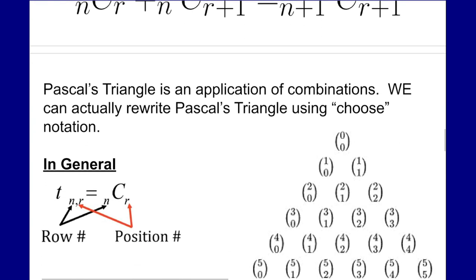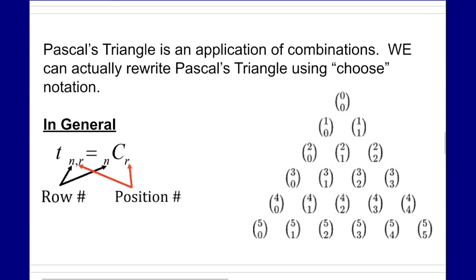So Pascal's triangle is actually just an application of combinations. And we can actually rewrite Pascal's triangle using the choose notation. That's why when we add the sum of each row, we get all the possible combinations for a certain number of items. So for example, we have the first one, 0 choose 0, then 1 choose 0, 1 choose 1, 2 choose 0, 2 choose 1, 2 choose 2, 3 choose 0, 3 choose 1, 3 choose 2, 3 choose 3. Right, so these are again for all the different rows, and it's showing us all the different possible combinations.